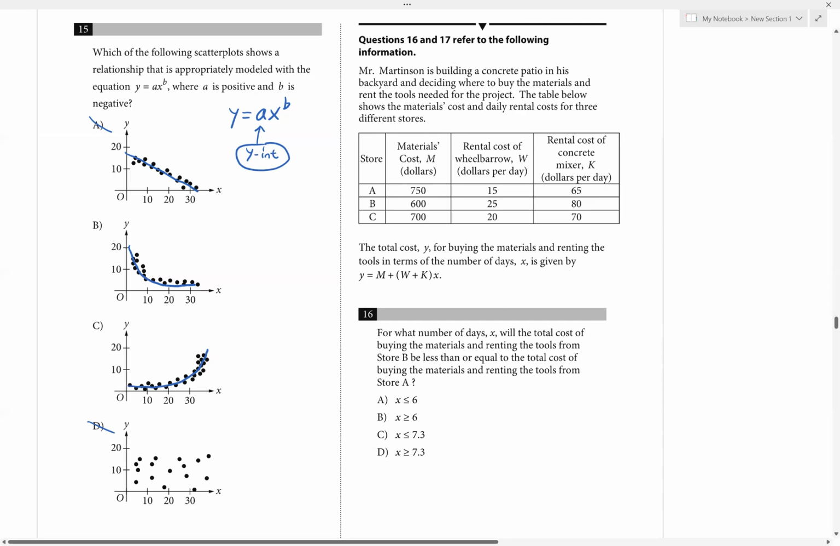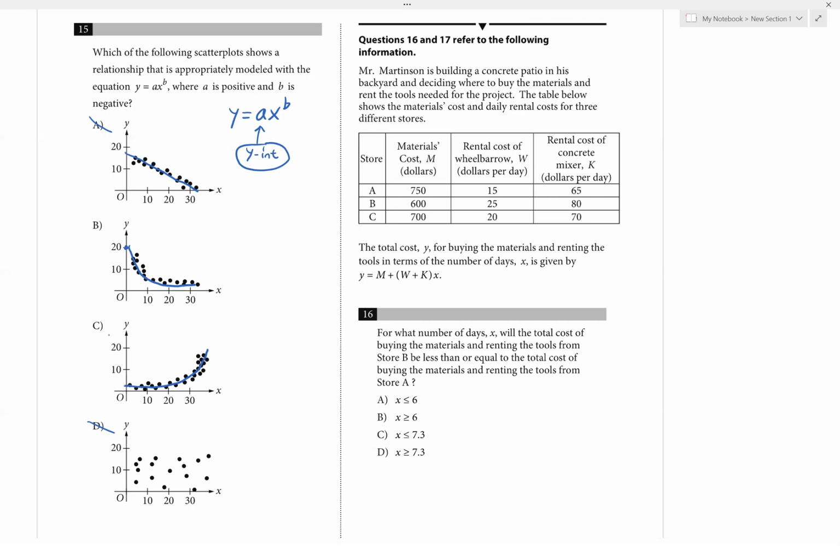Looking at B, the y-intercept is definitely around 20, so that's positive. And C, we could argue either way. It seems somewhat positive, but it's very close to zero, although it seems to be positive as well, just a smaller positive number. So just based off that, we can really eliminate answer C.